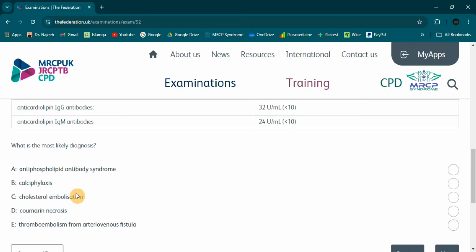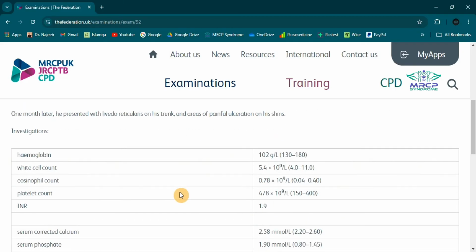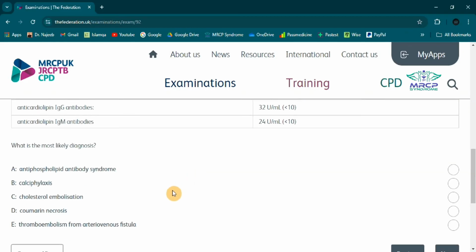Regarding coumarin necrosis, this is one of the potential complications of warfarin therapy and could present with skin necrosis. But warfarin necrosis typically presents with painful, well demarcated necrosis within the first 2 weeks of starting warfarin, or more specifically within 3 to 8 days of warfarin initiation. But here the patient has presented after 1 month following the warfarin. And the normal INR also indicates that warfarin is within the therapeutic range.